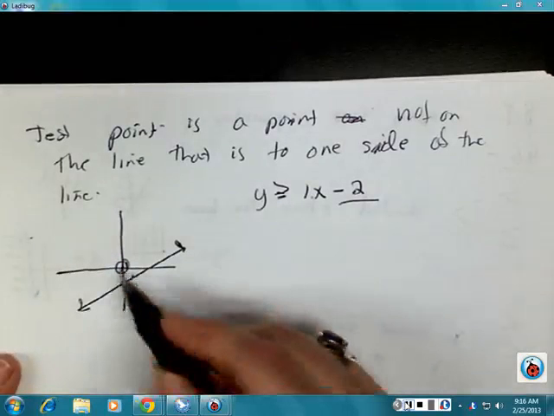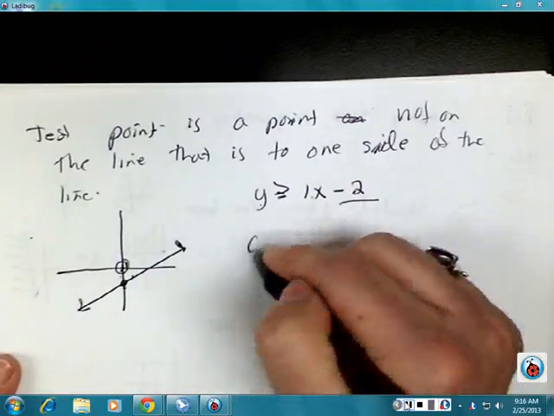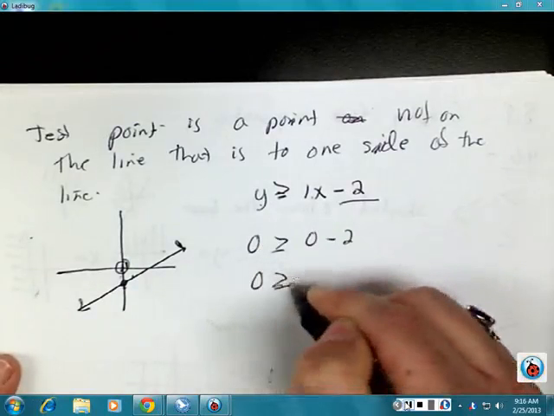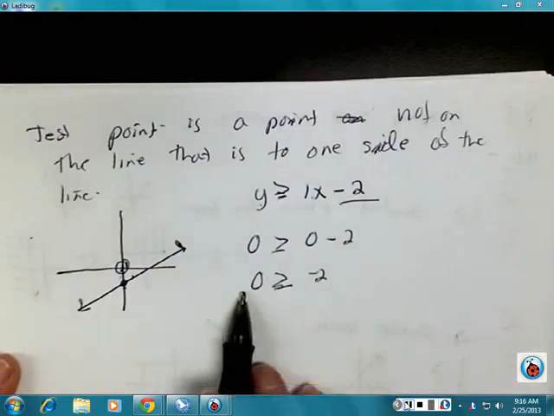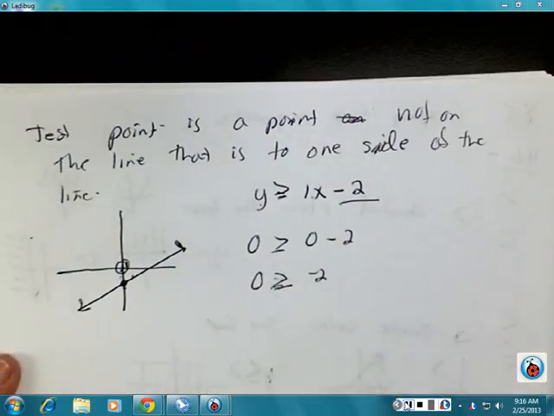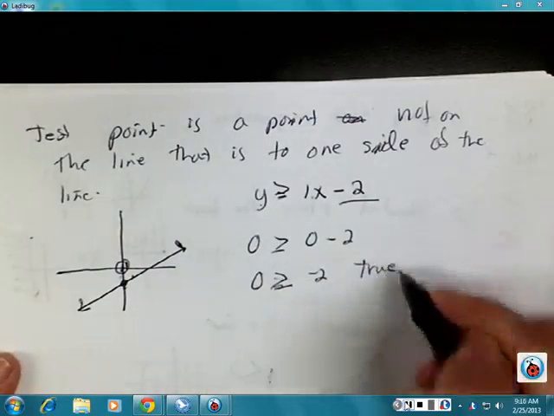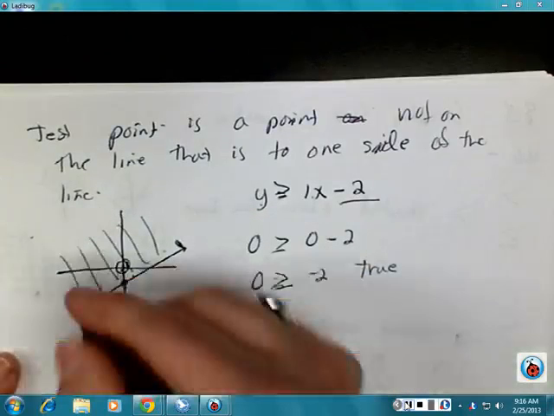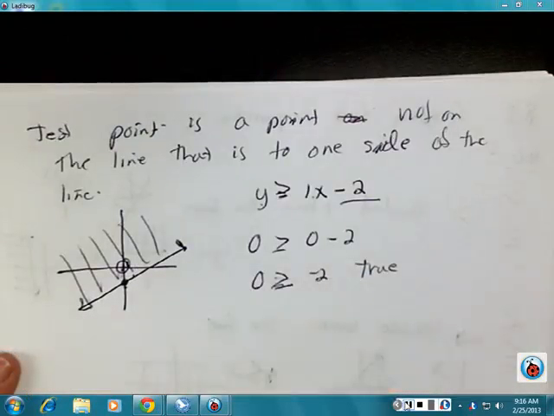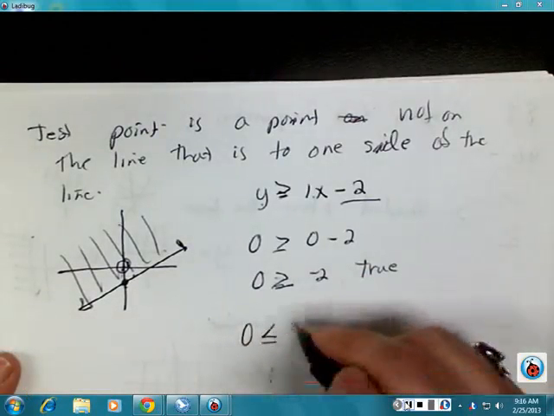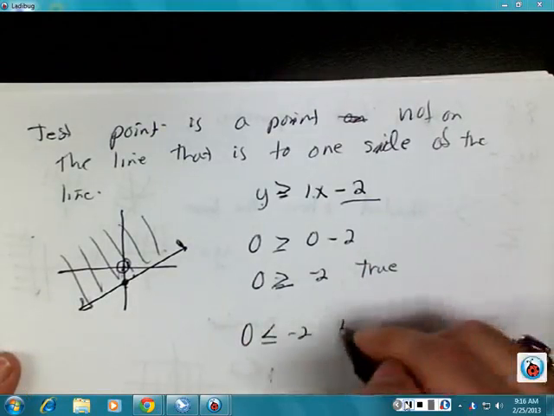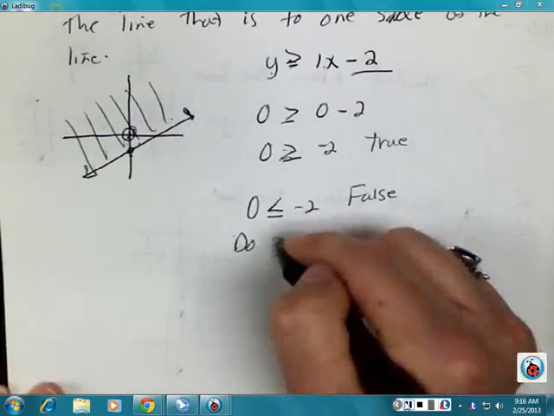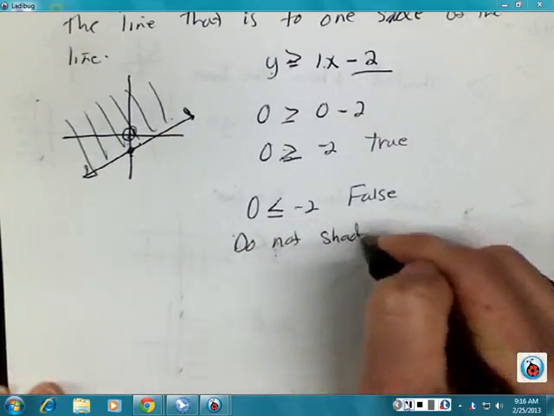So if I pick this test point, it's on one side of the line, and I put 0 in for y, I put 0 in for x, do I get a true statement out of this? If I get a true statement, 0 is greater than negative 2. Is that true? Yeah, so that's true. So then if it's true, I will shade where that point is at. If I had picked a point that was false, so if it came out to be 0 is less than or equal to negative 2, then this is false, and I would not shade where the point is at.